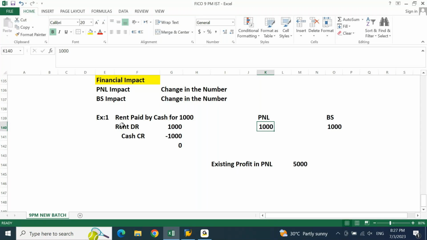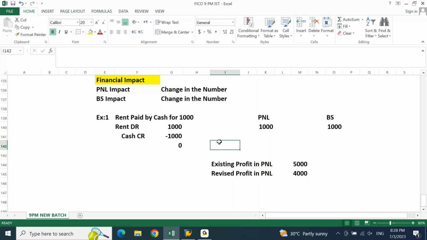What is this account? This is your rent. Rent is an expense. Expense will reduce the profit. So once this entry is posted, the revised profit in P&L will come down from 5,000 to 4,000. Correct? The revised profit after passing this entry will become 4,000. Now I will say this entry has an impact on my P&L.